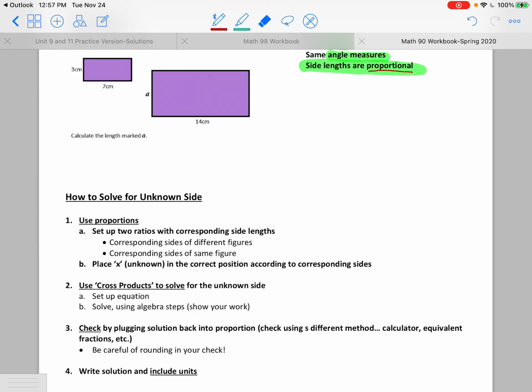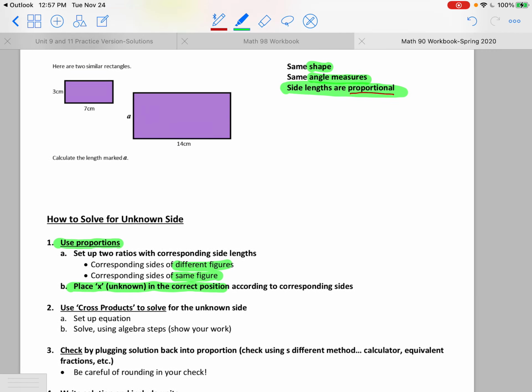The idea here is we want to use proportions. We want to use what we learned in our proportions unit. What we're really going to do is set up two ratios with corresponding side lengths. Now, I want you guys to know that you have some options here. We could set up corresponding sides of different figures, or we could set up corresponding side lengths of the same figure, as long as we are very, very careful to place the X in the correct position, then we're okay. Let me show you what I mean by that.